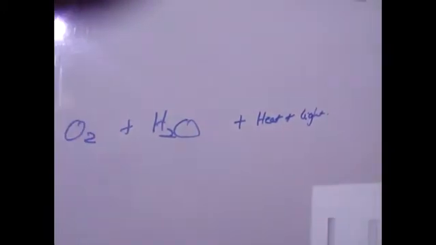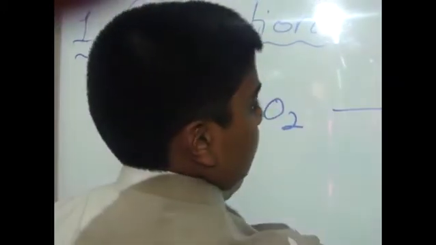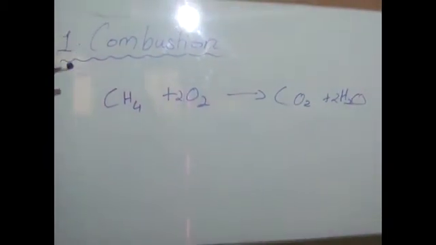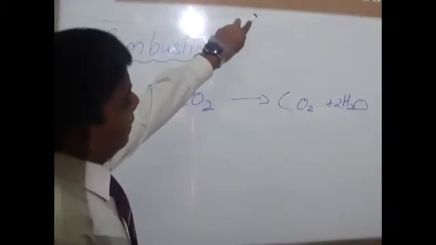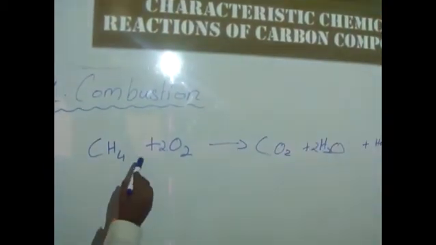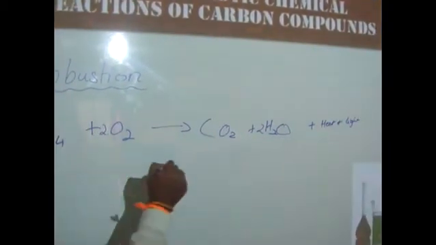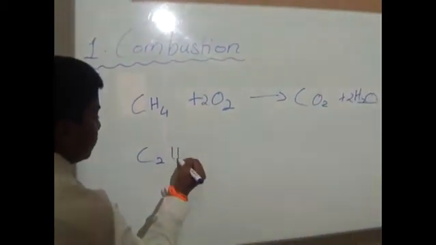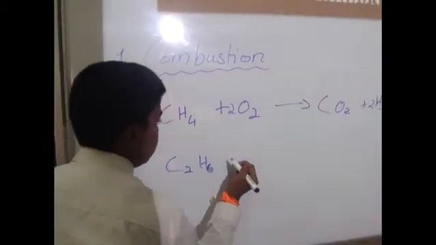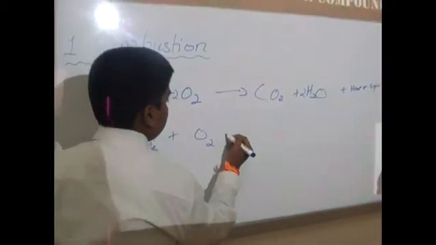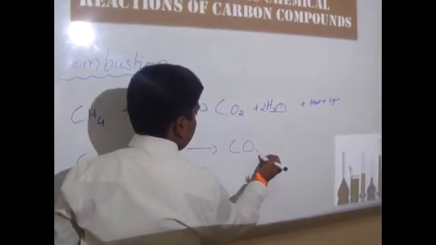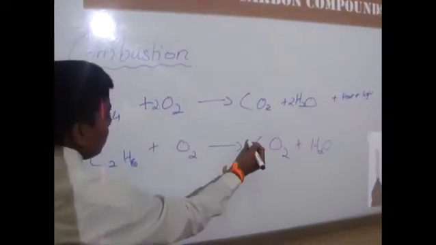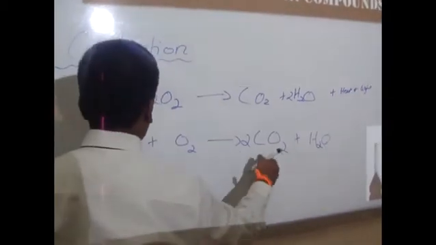Now to balance this equation. The common result when we burn a carbon compound in air is the production of carbon dioxide and water and the release of heat and light. Taking another example of ethane. Again, now balancing it here.